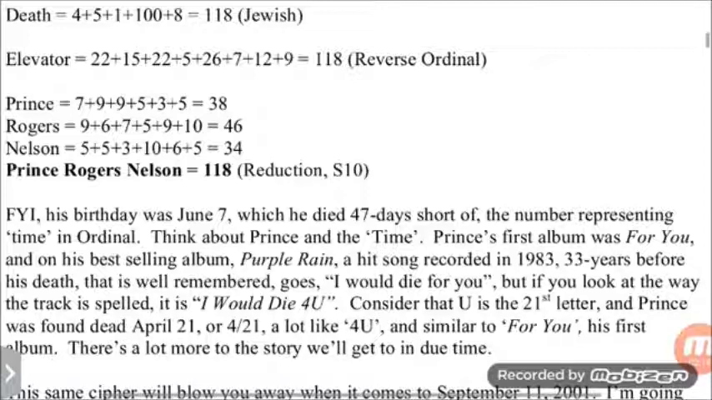But if you look at the way the track is spelled, it is I would die, the number 4, the letter U. Consider that U is the 21st letter, and Prince was found dead April 21, or 4/21, a lot like the number 4 and the letter U, and similar to For You, his first album.